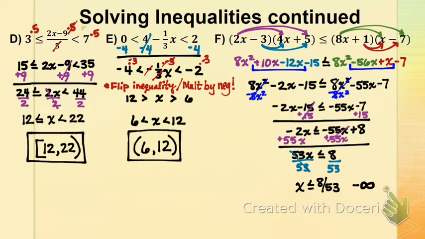Would I use a parenthesis or a bracket with negative infinity? Parenthesis, because you can't get to negative infinity. You can't actually get there. We can't include it because you can't ever reach it. It's not a destination, it's a description. And then I have the 8 over 53. Would I want a parenthesis there or a bracket? Bracket around that one. There's my final answer.